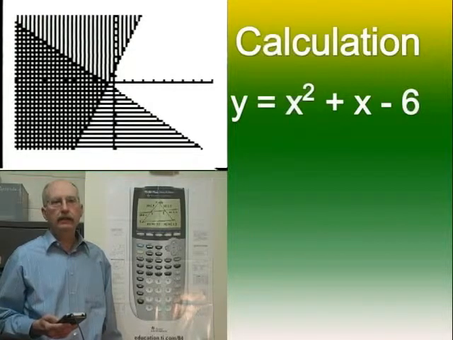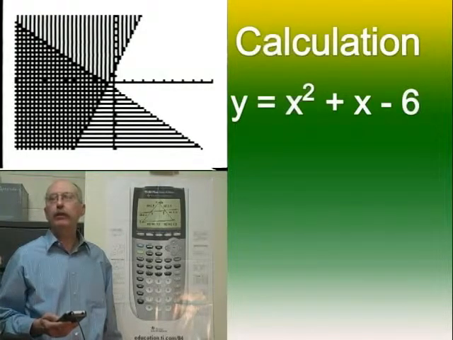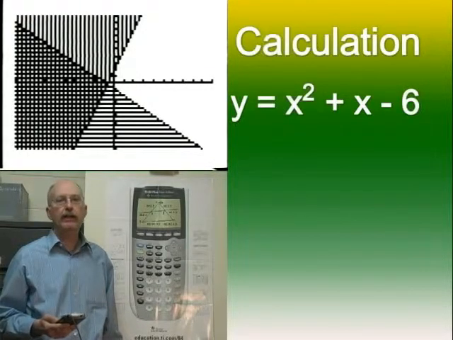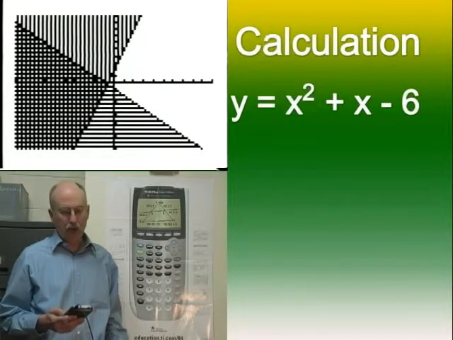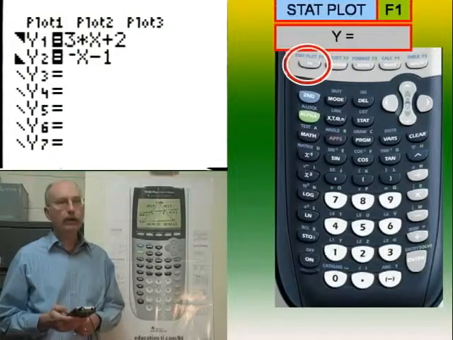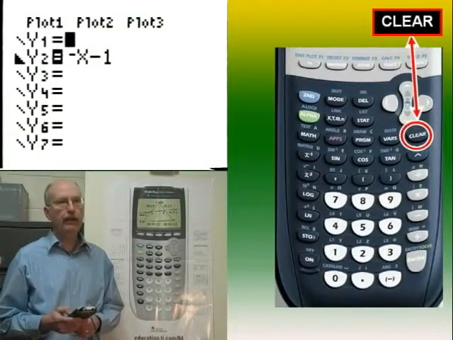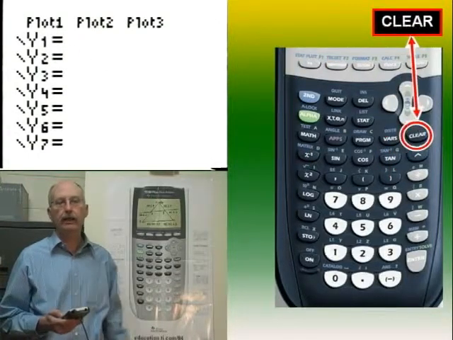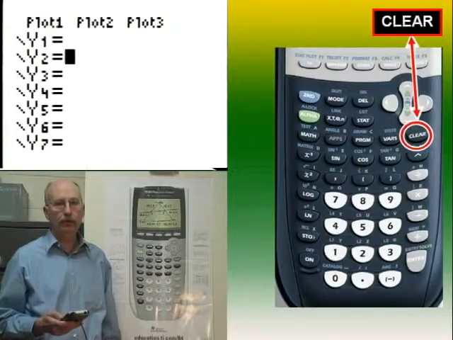Welcome back. Now let's try some different equations. The first one we're going to try is the quadratic equation. So let's go back to the y equals screen, and we're going to clear that first equation, and move down and clear the second equation, and we're back to nothing on the y equals screen.